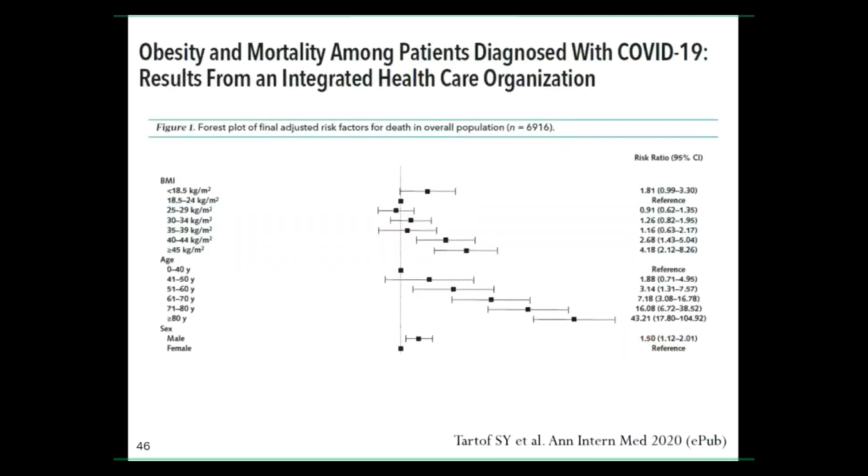Another factor that's really important is obesity. Obesity is a massive risk factor, sorry for the pun. You can see a linear increase in the risk of death with increasing weight.